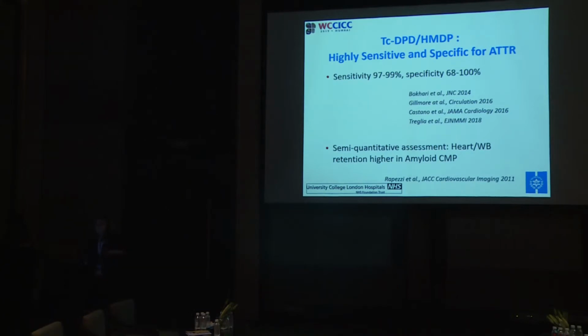Another way of looking at the studies is to do semi-quantitative assessment and calculating the heart to whole body ratio. The retention was higher in amyloid cardiomyopathy.